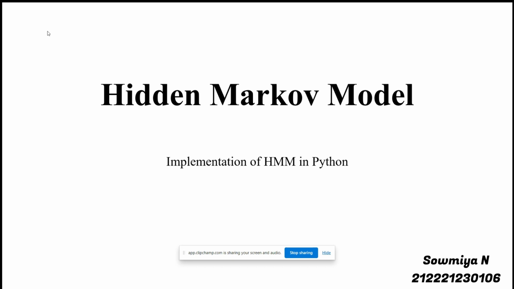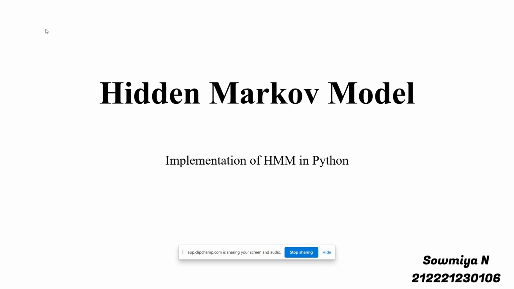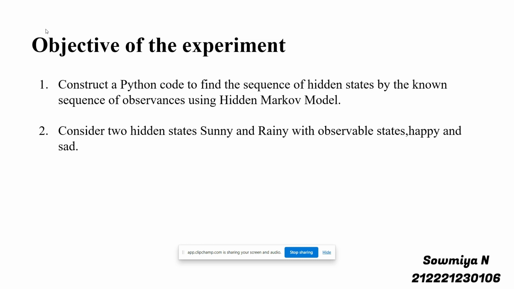Hidden Markov model. A hidden Markov model is a probabilistic model which is based on the Markov process or Markov chain. This hidden Markov model is used to describe the probabilistic relationship between the sequence of observations and the sequence of hidden states. So in this experiment, we will be implementing a hidden Markov model using Python.